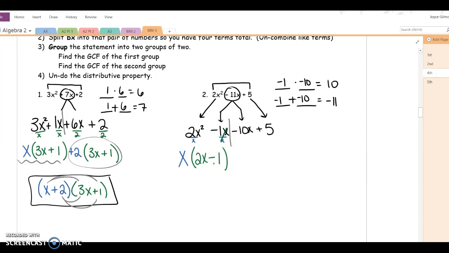Okay, massive hint time. Whatever symbol is in front of your third term, use that symbol. So because there's a negative in front of that 10, use a negative. What do 10x and 5 have in common? What can you divide both 10 and 5 by? You can divide them both by 2. Okay, negative 10x divided by negative 2.